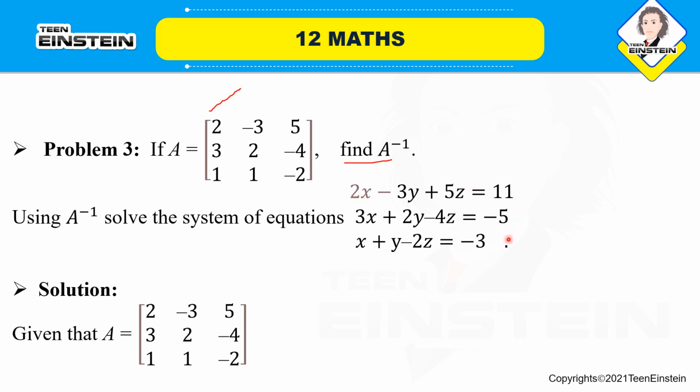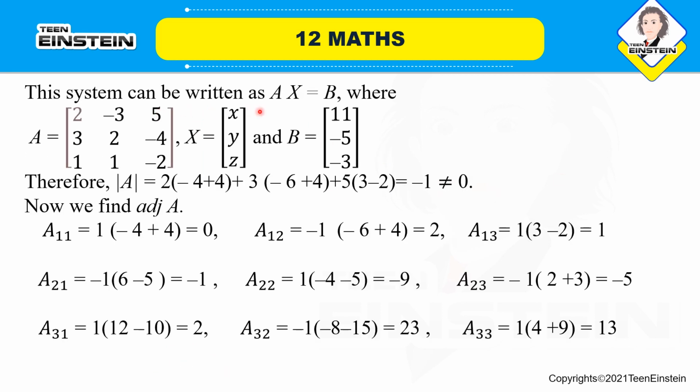So these are the given system of equations. 2x minus 3y plus 5z equal to 11. 3x plus 2y minus 4z equal to minus 5. x plus y minus 2z equal to minus 3. We have three equations in three unknowns x, y, z. So what is the given matrix? The given matrix is the coefficient matrix. It is 2 minus 3, 5, 3, 2 minus 4, 1, 1 minus 2.